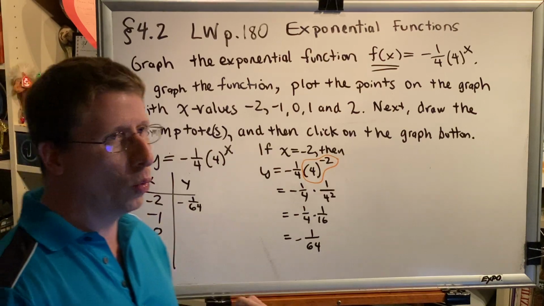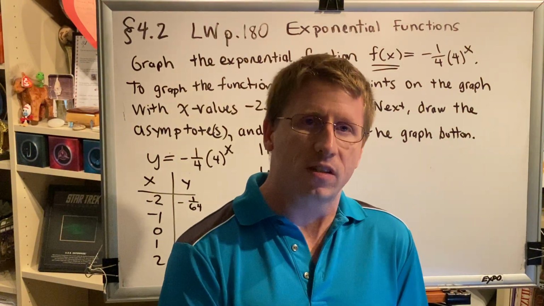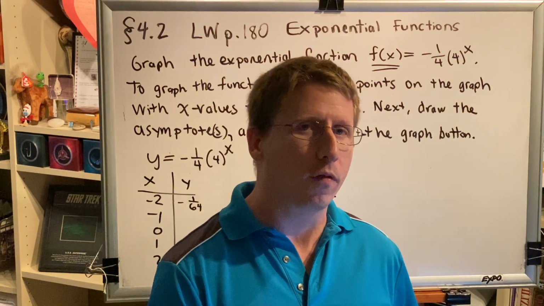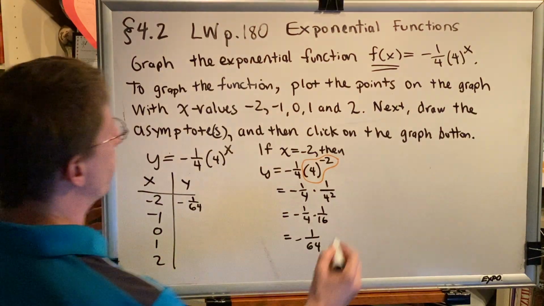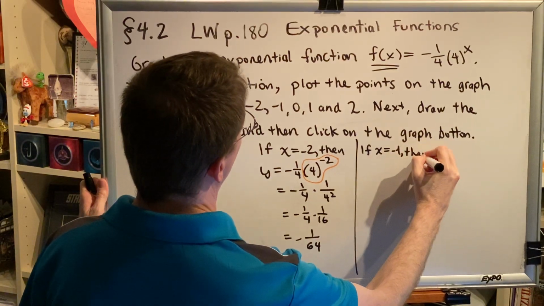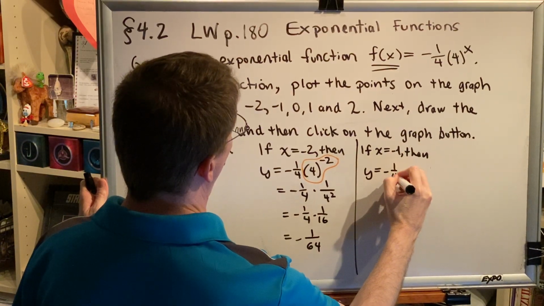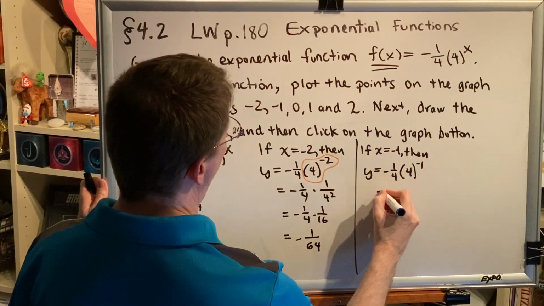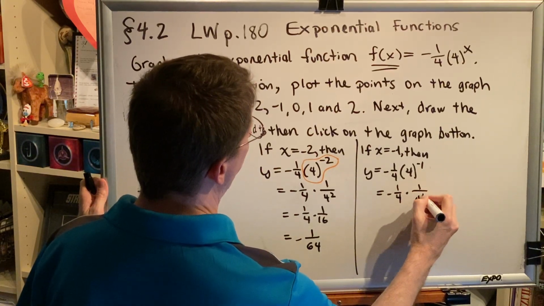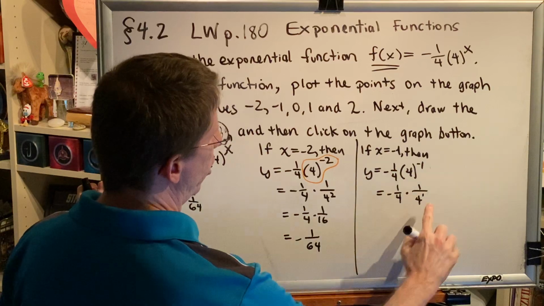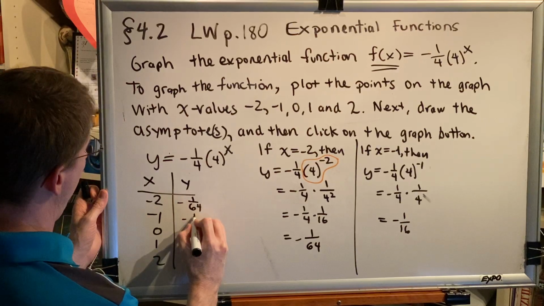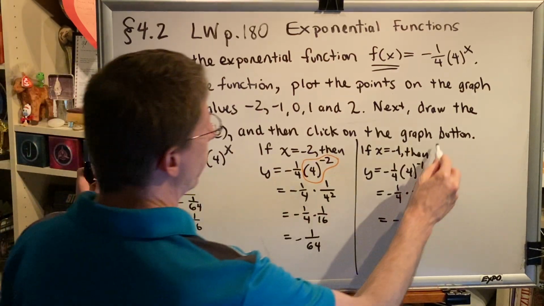You can tell Alex that you want to put your point at that location. You just have to select the icon that allows you to specify by typing the location of the ordered pair when you put it into the software. All right, let's move on to the next one. If x equals -1, then y equals -1/4 times 4 to the -1 power, which is -1/4 times 1/4 to the first power. Of course, 4 to the first power is just 4. And then multiply the fractions, and you get -1/16.